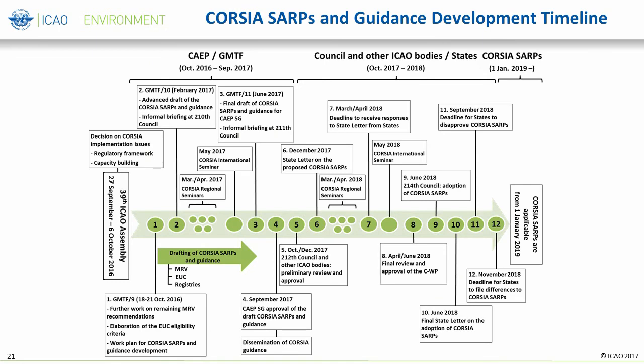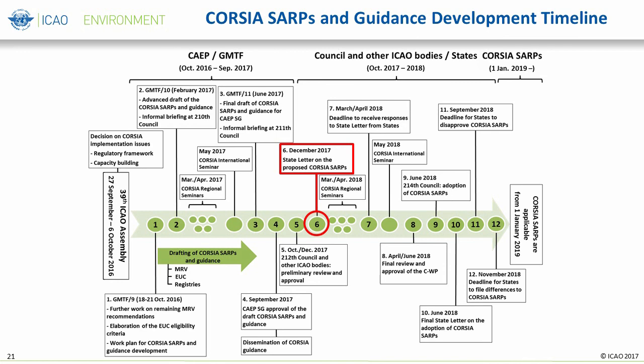This timeline provides an overview of the process for the development of CORSIA-related ICAO SARPs and guidance. Work is still ongoing, and the initial drafting of CORSIA SARPs and guidance is expected to be finalized at the CAPE GMTF meeting in June 2017. This is Step 3, and after which the draft will go for CAPE Steering Group's review and approval in September, Step 4. Following CAPE's approval, the draft CORSIA SARPs will proceed in the review process by the Council and other ICAO bodies. Step 5. This stage will include full consultation with the 191 ICAO member states in Step 6.